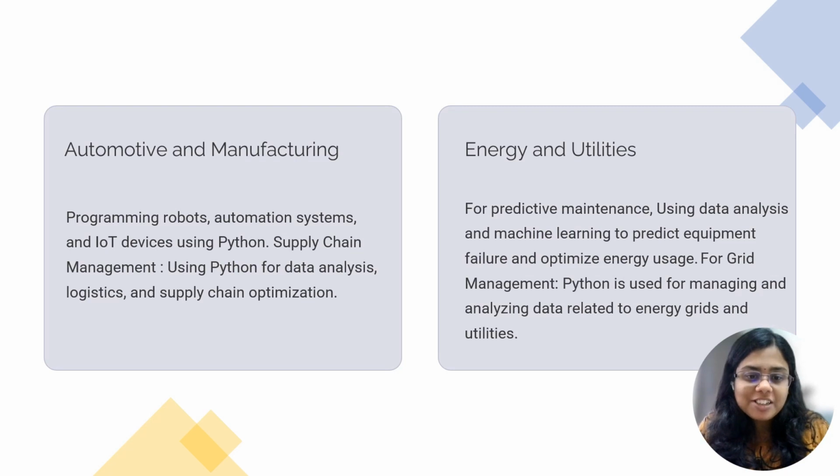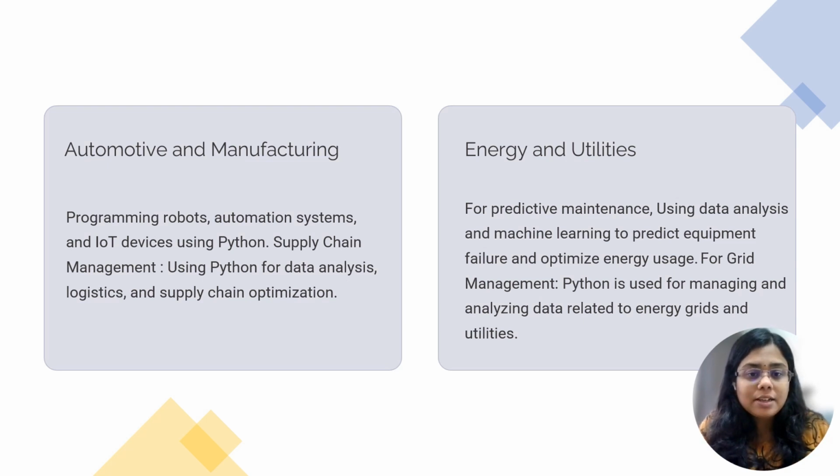Automotive and manufacturing. Automotive and manufacturing industries use Python to create robots that allow for a decreased amount of repetitive manual labor, automating all the redundant tasks over to the robots, and it also helps in creating automation systems and IoT devices. It also plays a very important role in supply chain management, as data analytics helps in analyzing the data on logistics and the supply chain, yielding businesses higher results.